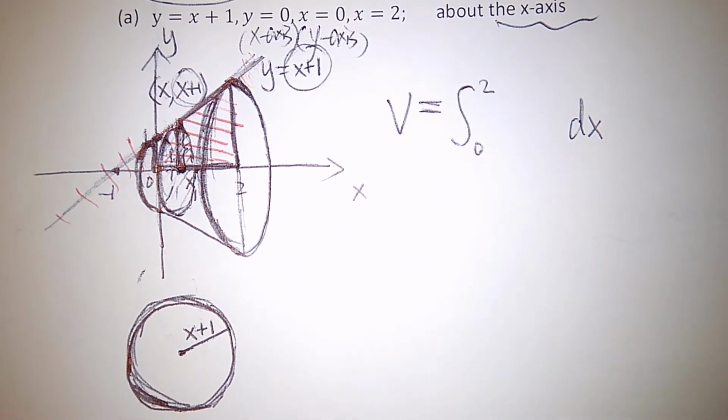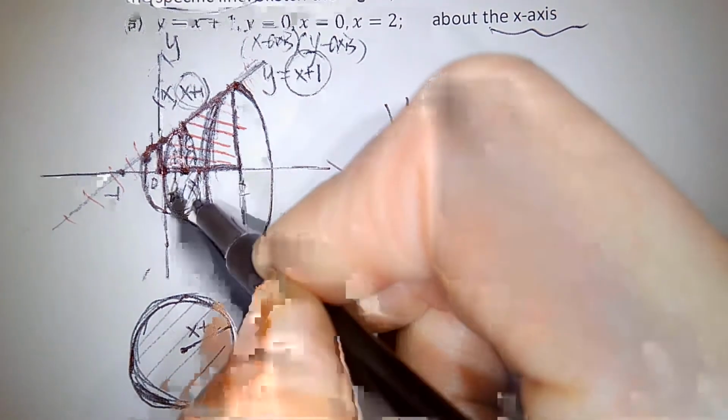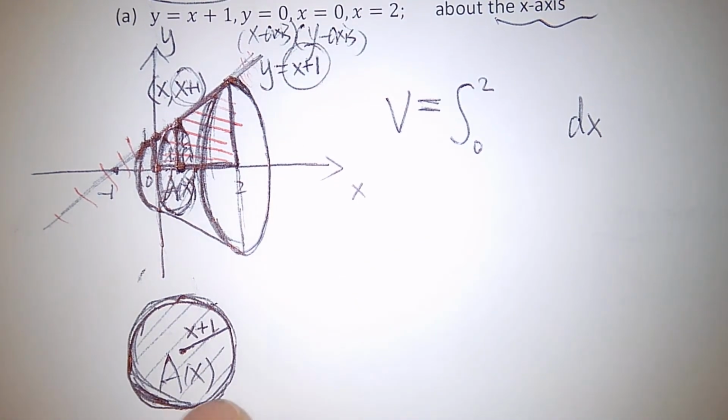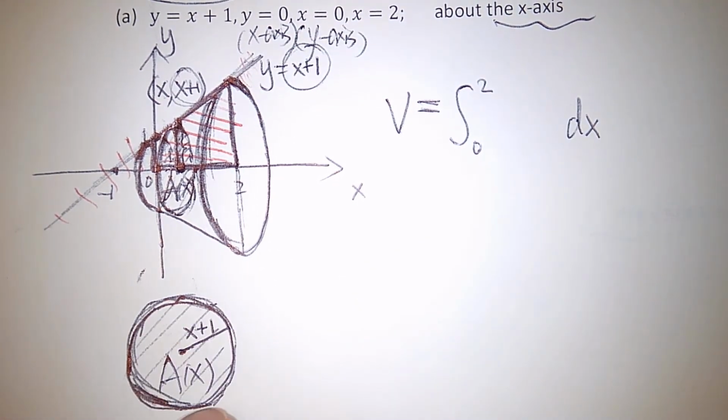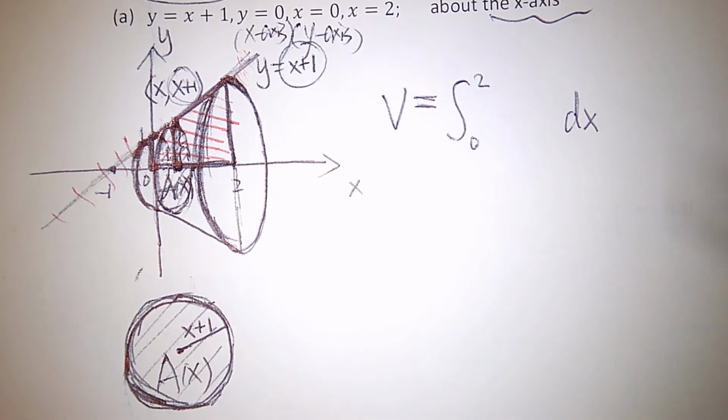Oh, it doesn't show. It should show, okay? So this is our A of x. This is A of x, this is A of x, guys. So how do we find the area of this A of x, the cross region, or intersection area?